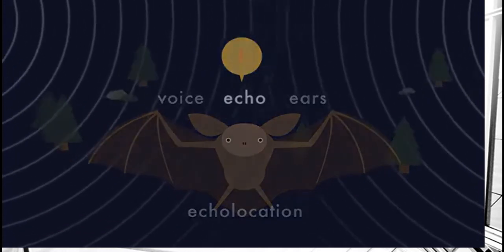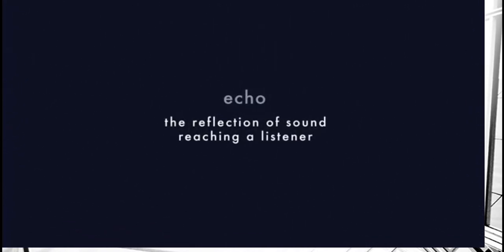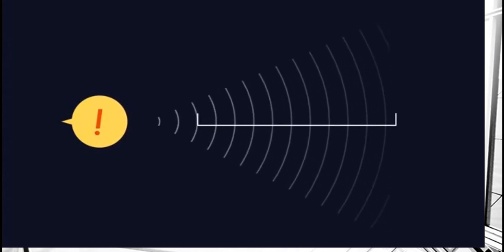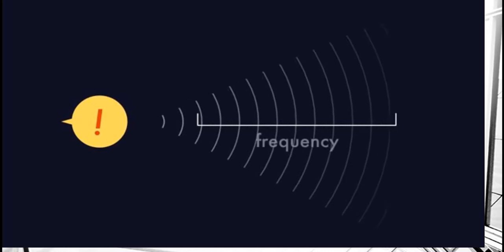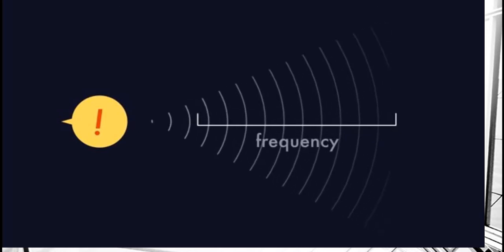You might be wondering where an echo comes from. An echo is the reflection of sound reaching a listener. Sound is a vibration that ripples away from its source in waves. The rate at which this vibration occurs is called its frequency. Sound waves at high frequencies are high-pitched.